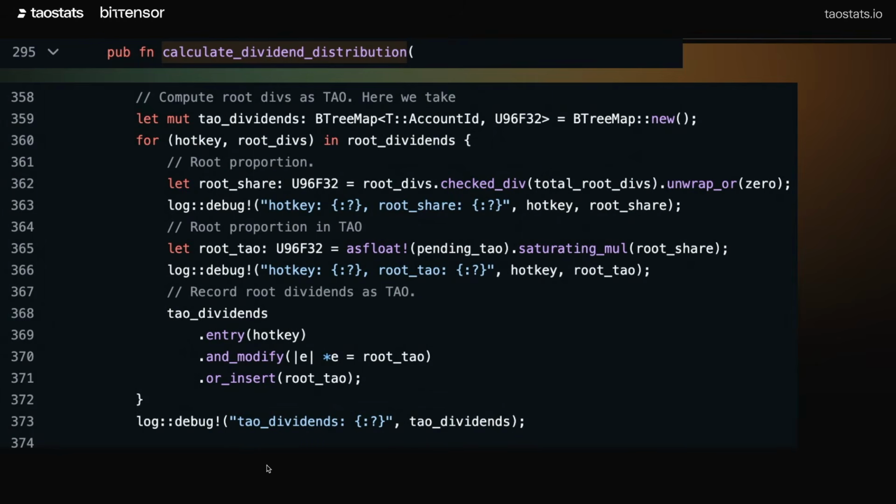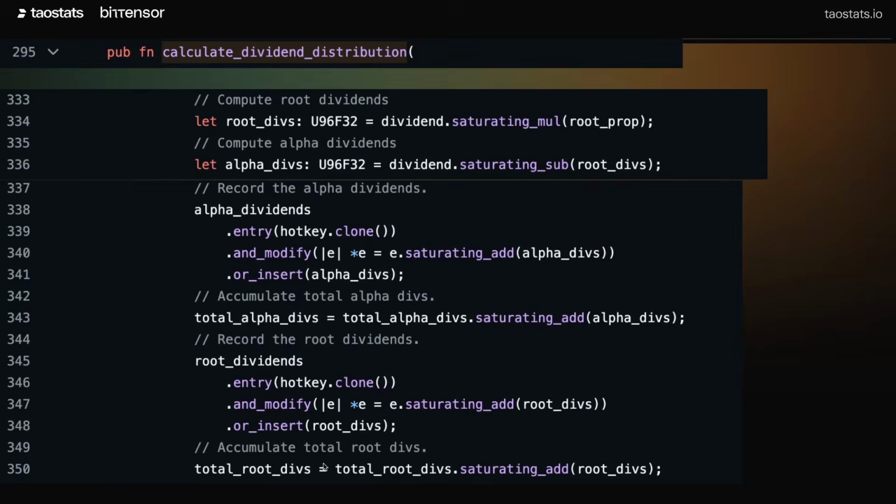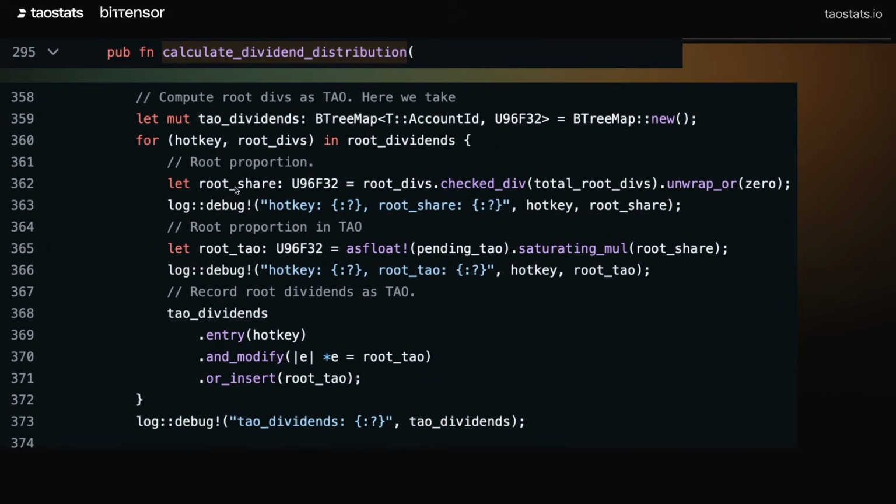Now, in order to actually give that out as tau, we have the root dividends and the total, so we can get the percentage. And so the root share is the root dividends divided by the total root dividends. That's the percentage of the tau that's going to go to this validator. And so our root tau is this root share, that's the percentage, times the amount of tau that we've sold in the last epoch for that subnet. And that's going to tell us exactly how much tau goes to that validator and all of their stakeholders. So now we're going to record that in the tau dividends.